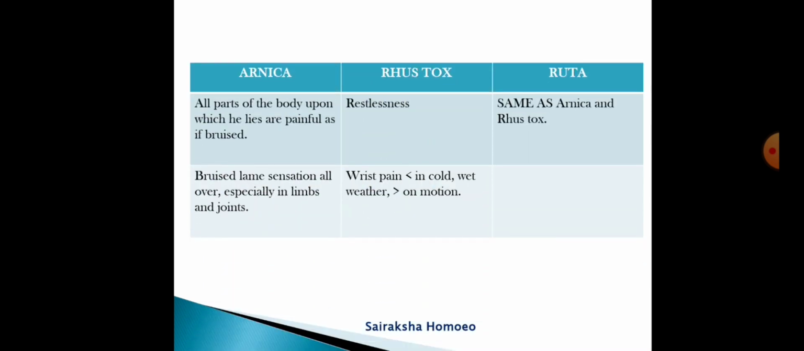So the first three remedies are Arnica, Rhus tox and Ruta, which you need to differentiate. In Arnica you find all parts of the body upon which he lies are painful, as if bruised, and they have a bruised, lame sensation all over, especially in the limbs and joints. While in Rhus tox they have more restlessness and wrist pain, especially aggravation in cold wet weather and amelioration on motion. So in Ruta you find both these symptoms of Arnica and Rhus tox. So then you can give Ruta for the patient.